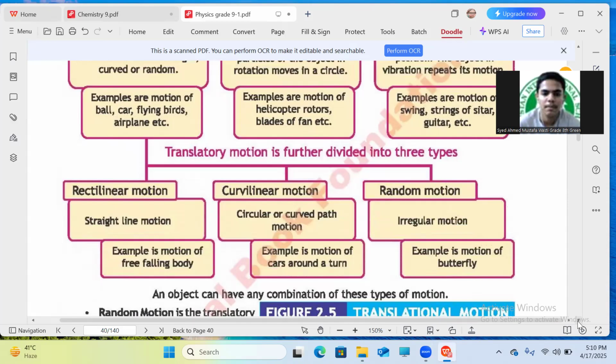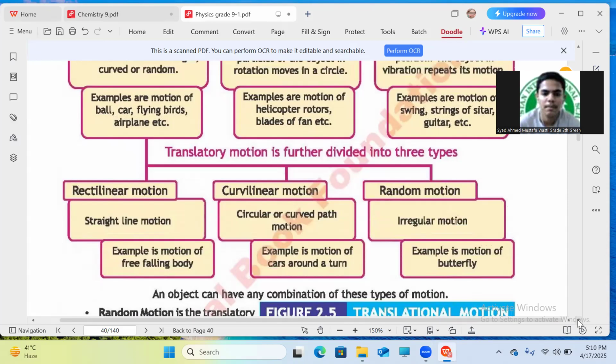Moreover, in our daily life, you can give examples of random motion. Clouds that move. The first example is clouds. The motion of a cloud is a random motion. We cannot predict the motion of a cloud.